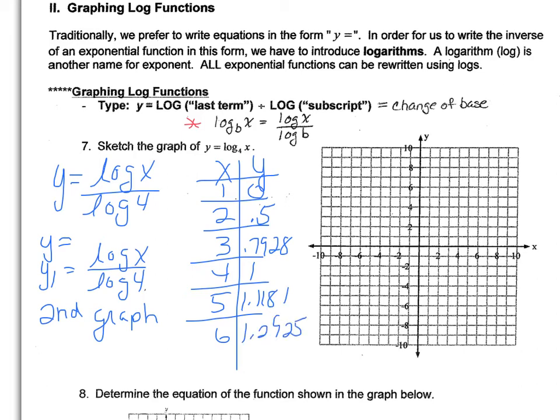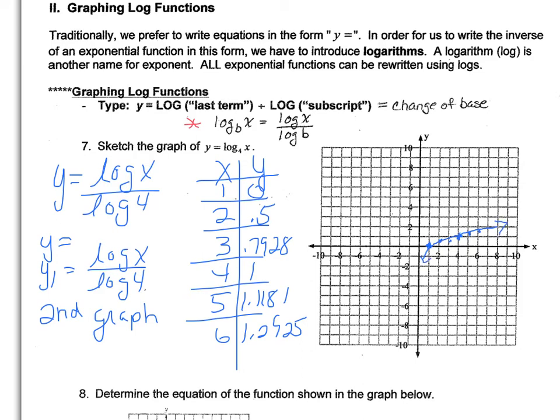Let's graph this log and see if it definitely fits the description it's supposed to. All right, 1, 0, 2, 0.5, 3, 0.7, 4, 1, 5 a little over 1, 6 a little over than that. Put arrows on the ends because they didn't give me an interval.